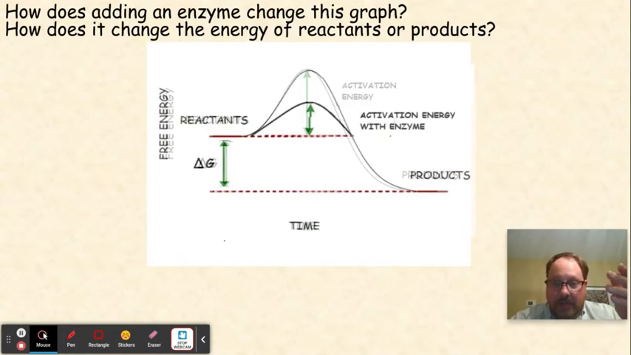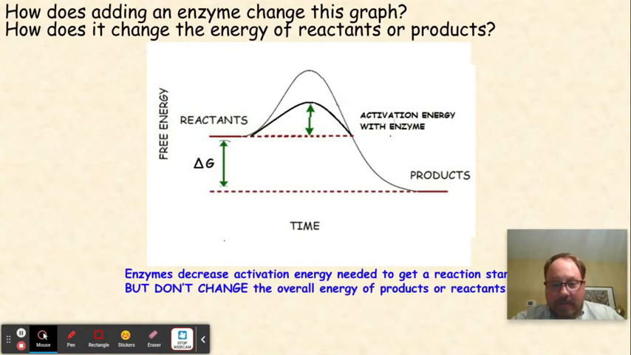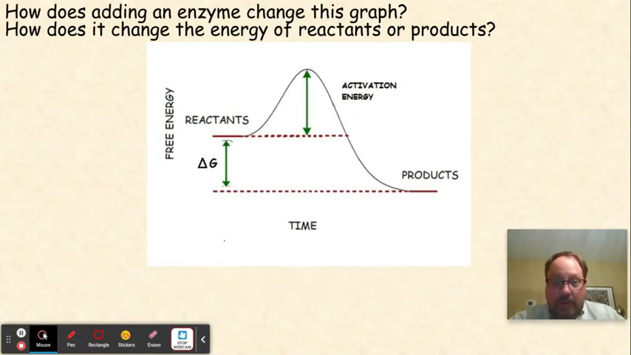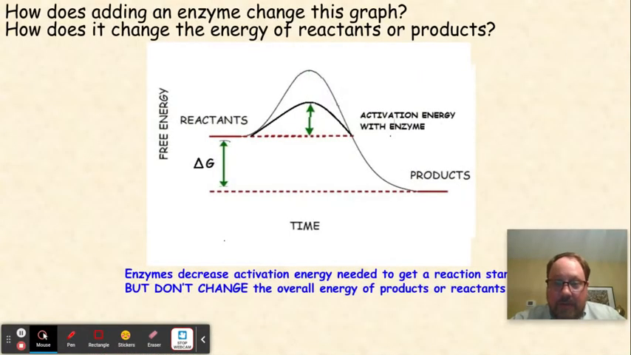So I can just click on the next arrow there. It shows the activation energy dropping. Does it change the energy of reactants or products? Well, no. The energy of reactants or products stays the same, right? The delta G doesn't change. It's just that the activation energy, the energy needed to get that reaction going, decreases. Then you see some explanation there. They actually give you the explanation. They pose the question, and then they give you explanation.